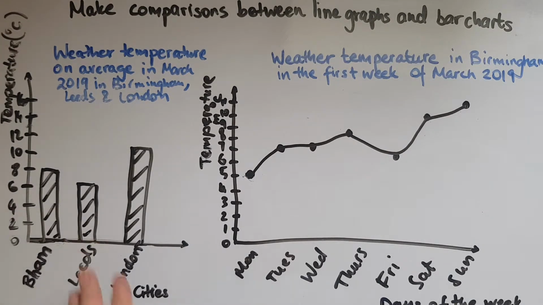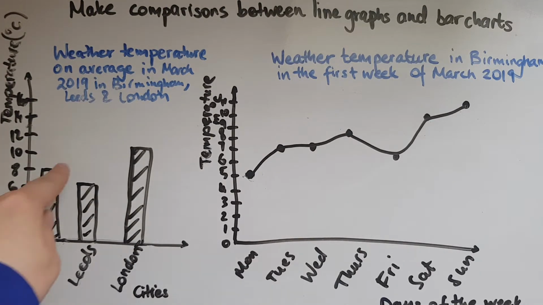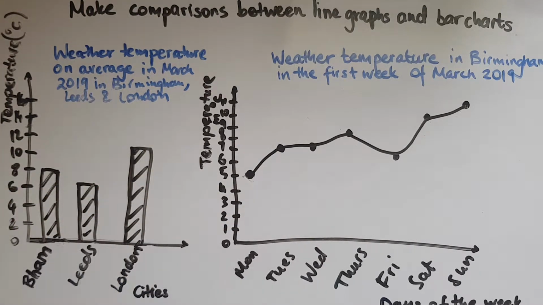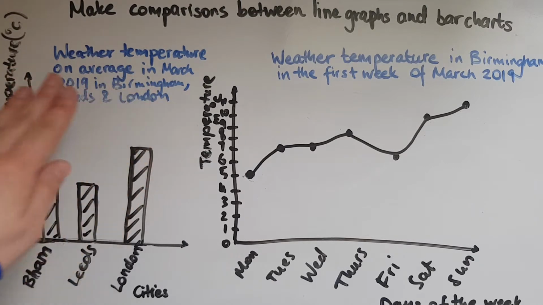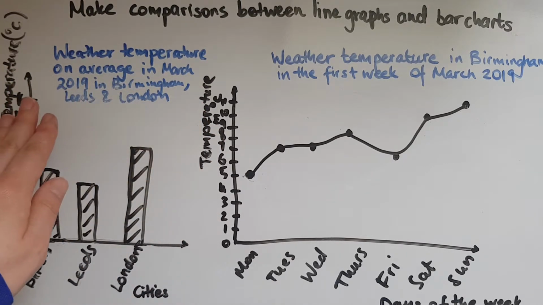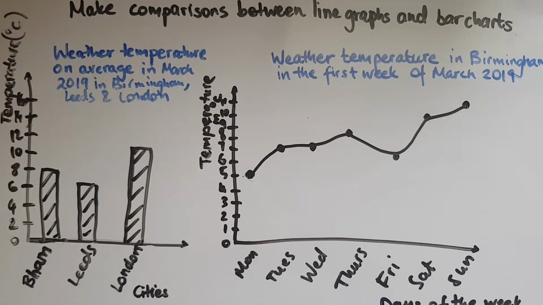Whereas in a bar chart, look at what we do. We've got bars. We haven't got dots that are joined together to show any pattern, but this is to contrast. This is to compare and contrast. So we've got Birmingham, we've got Leeds and London, so the three cities. Again, temperature in degrees Celsius, and so it's weather temperature on average in March 2019 in Birmingham, Leeds and London.